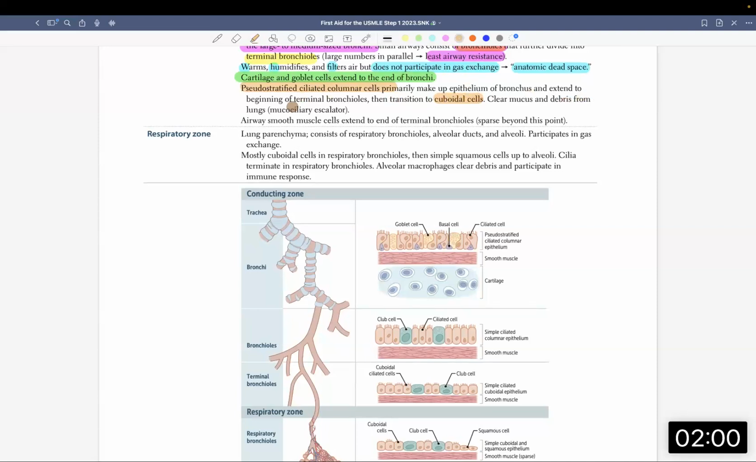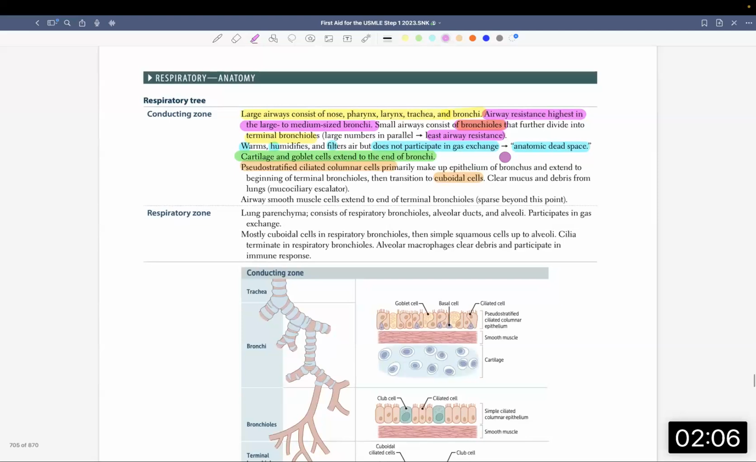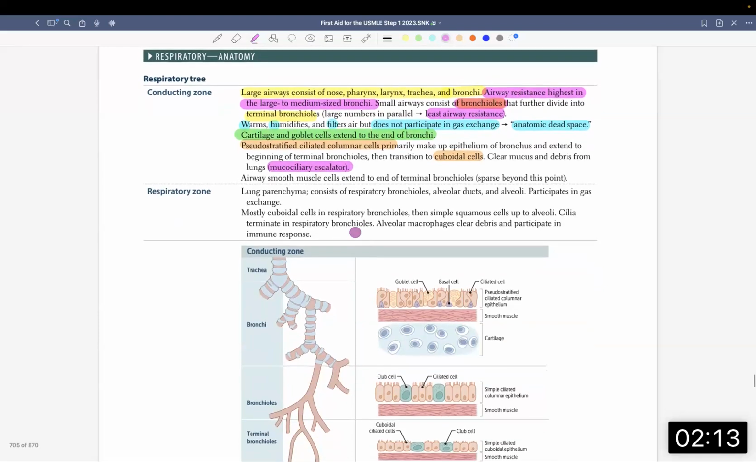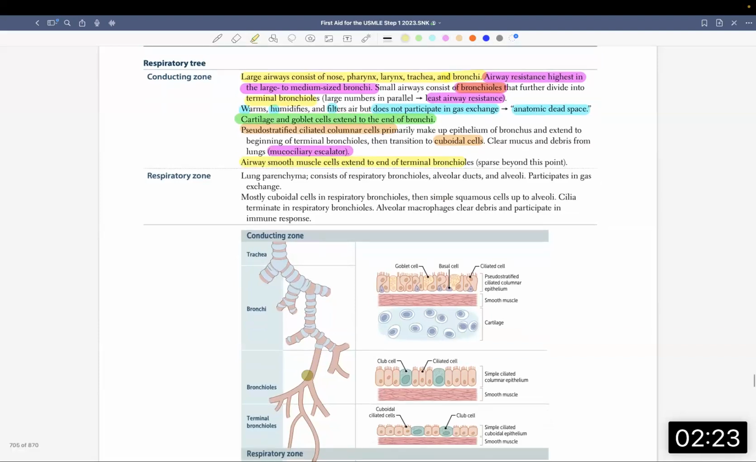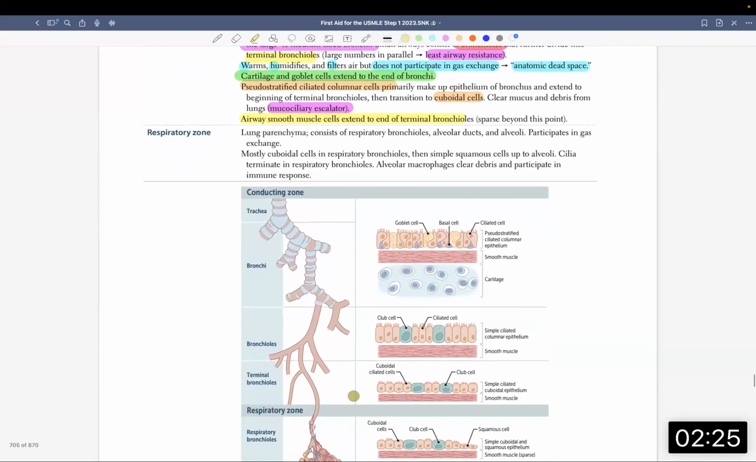They clear mucus and debris from the lungs. So the conducting zone clears mucus and debris from the lungs. They are also responsible for the mucociliary escalator. Airway smooth muscle cells extend from the end of the terminal bronchiole and are sparse beyond this point. So smooth muscle cells extend until the end of the terminal bronchioles, after which they disappear.